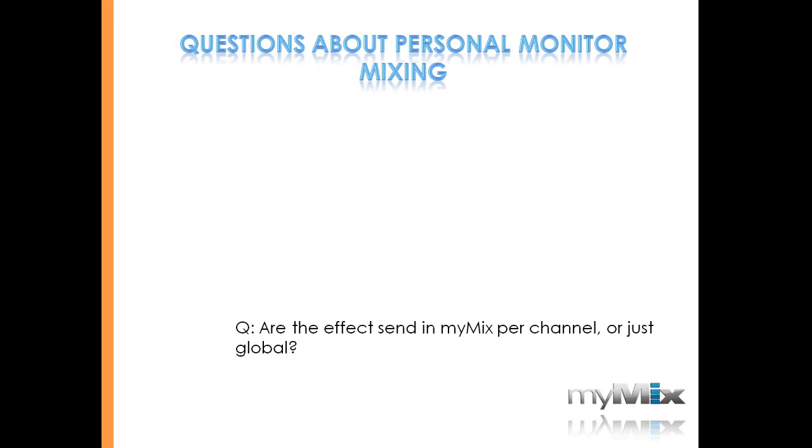Are the effect sends in myMix per channel or global? Now, the effect type is global, whether this is a room or a reverb, but the send is in stereo per channel because that's the only way that you can create, in combination with a panning, a 3D sound image. And again, I'm referring back to the other webinar.